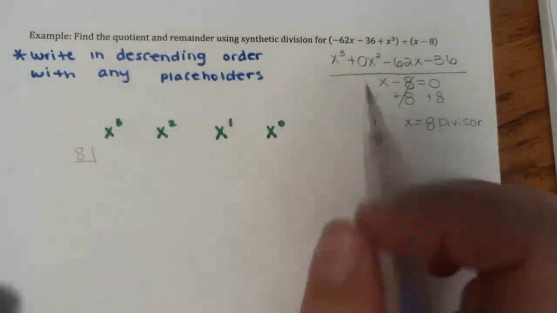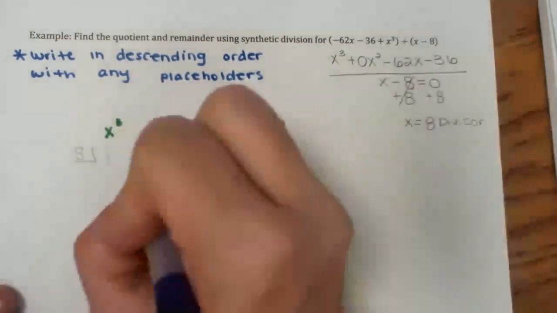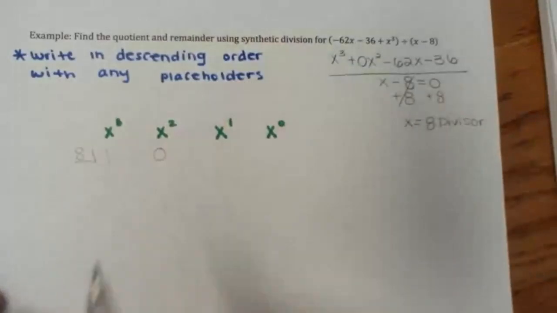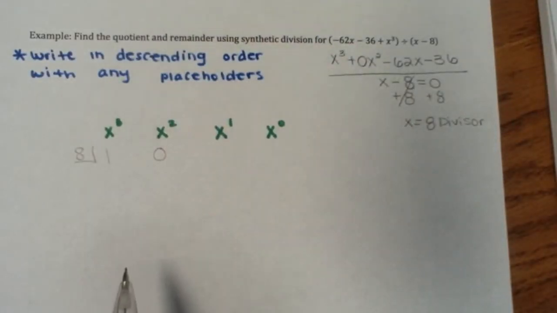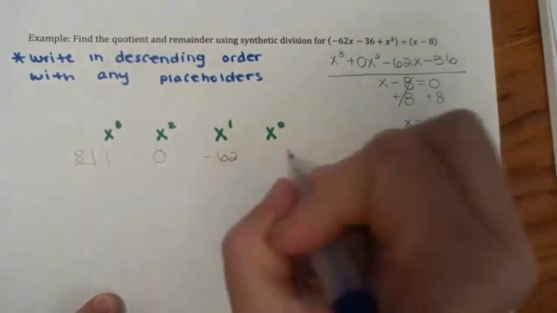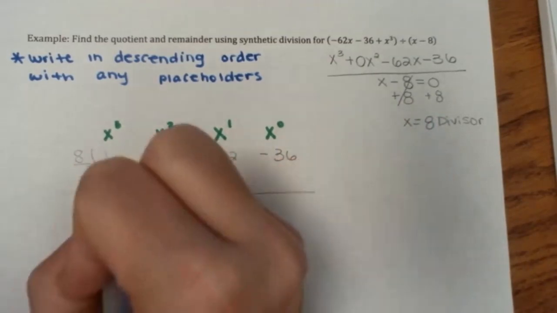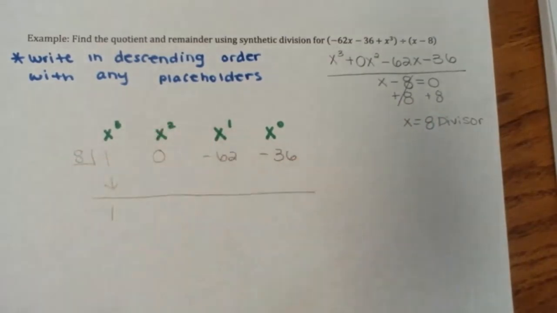So now I have 1x cubed. I don't have any x squared, so we have to put that 0 for this column to show that there's no x squared terms, but I still have to have that column, so I can't just forget about it. I have negative 62x, and then minus 36 with no x's. So we're set up. Now we can bring down this positive 1.